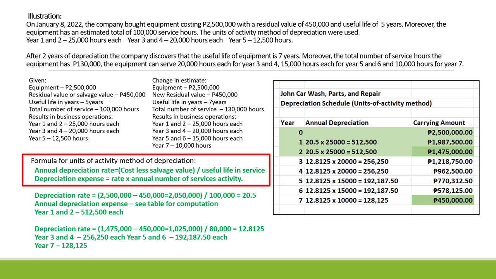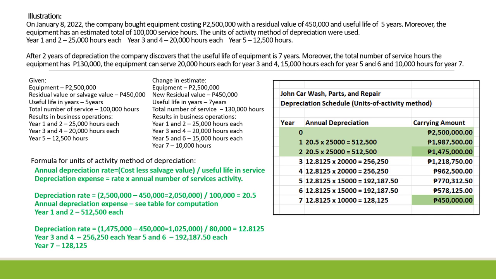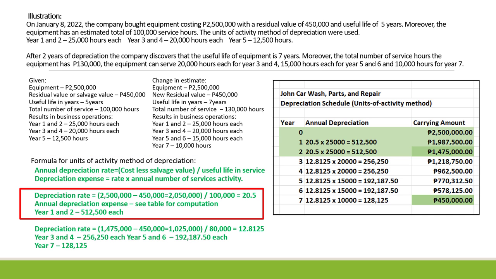Annual depreciation rate equals cost less salvage value divided by useful life in service. Depreciation expense equals rate times annual number of services activity. Depreciation rate equals 2,500,000 pesos minus 450,000 pesos equals 2,050,000 pesos, divided by 100,000 hours equals 20.5.